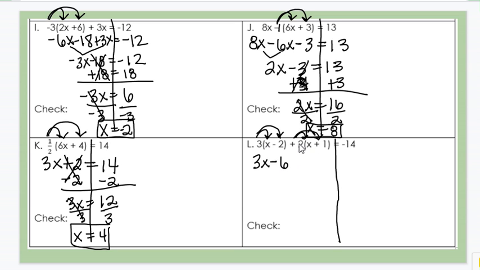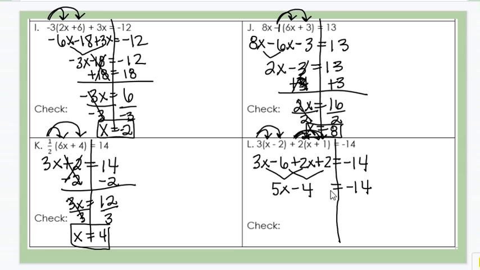Now we go to our next set of parentheses. We're distributing the +2. So +2 times x is +2x. And +2 times +1 is a positive 2. All this equals negative 14. Combine like terms. We're going to combine our x's first. 3x plus 2x is 5x. And negative 6 plus 2 is a negative 4. All this equals negative 14.